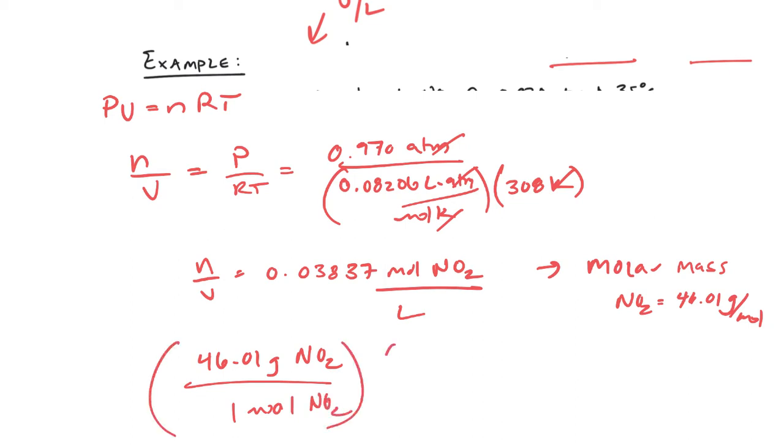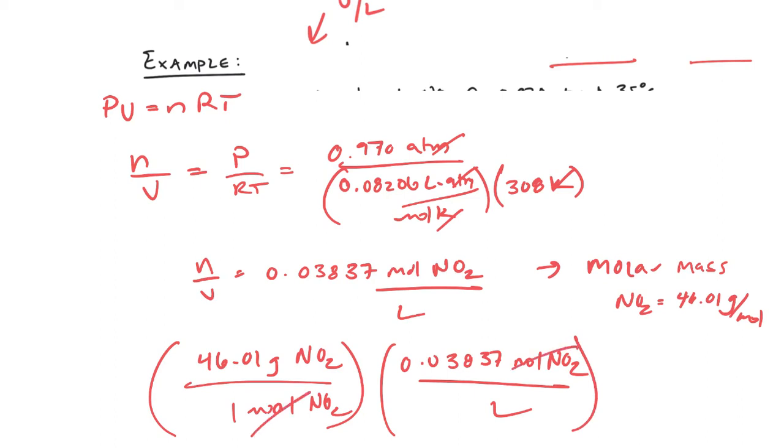And I know that I have 0.03837 moles of NO2 per liter of volume under those conditions of temperature and pressure. So the moles of NO2 are going to cancel out. I'm going to be left with grams of NO2 per liter, which is the unit I want to end up in, and that's going to equal 1.77 grams per liter of NO2.